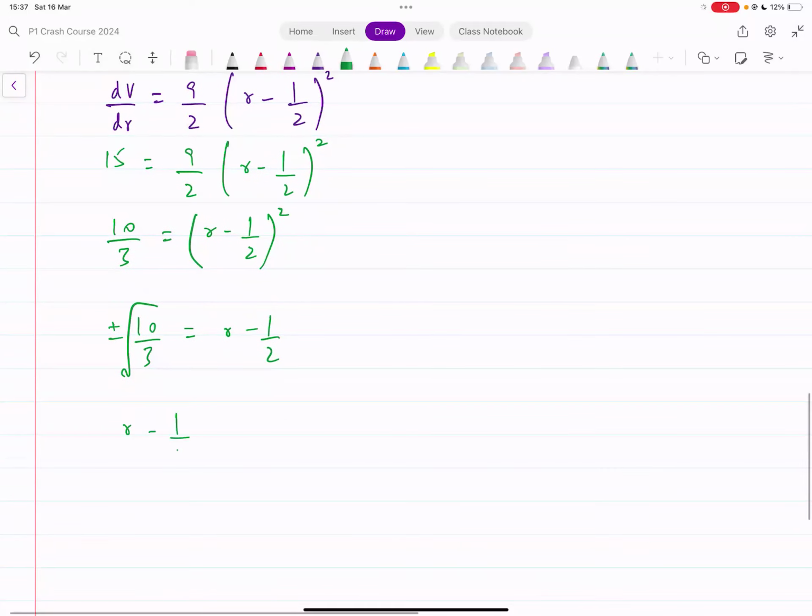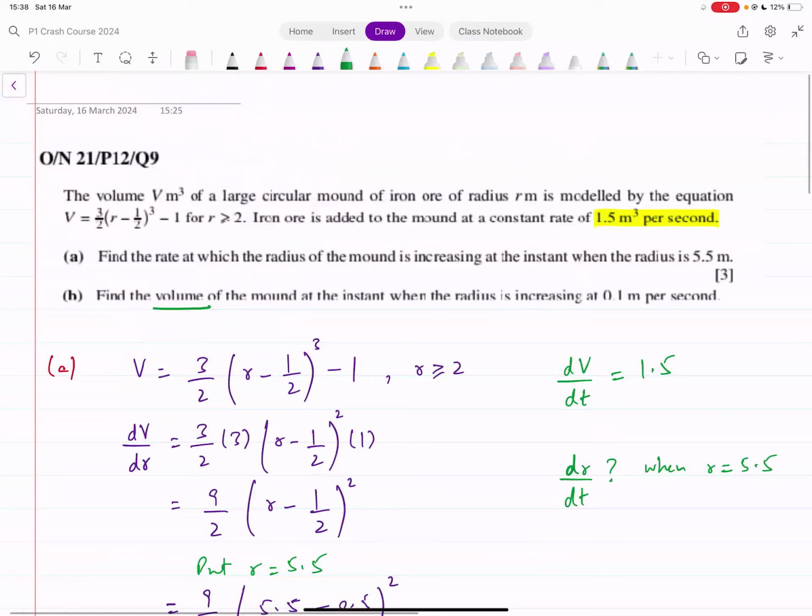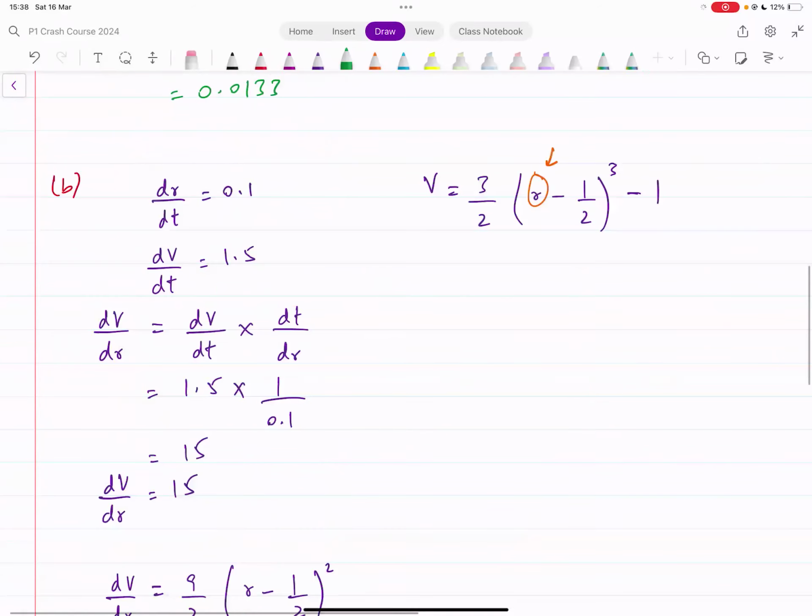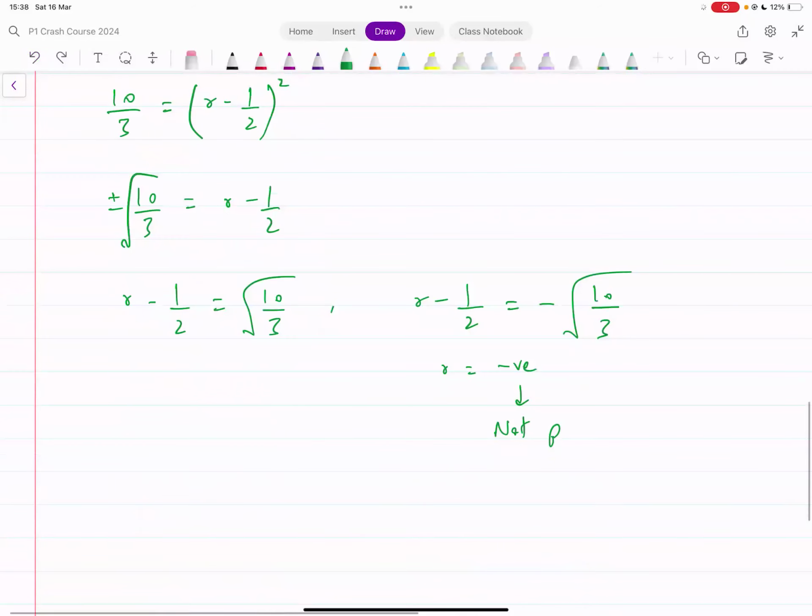r minus 1 over 2 is either equal to the square root of 10 over 3, or r minus 1 over 2 is equal to minus the square root of 10 over 3. Now, the second equation is going to give you a negative value. This is not possible because r represents the radius, and the radius cannot be negative. So this is not possible. What about the first one? What value of r do we get from this?